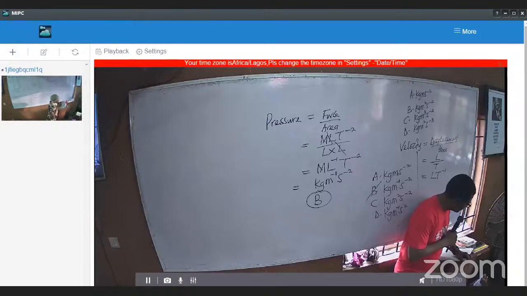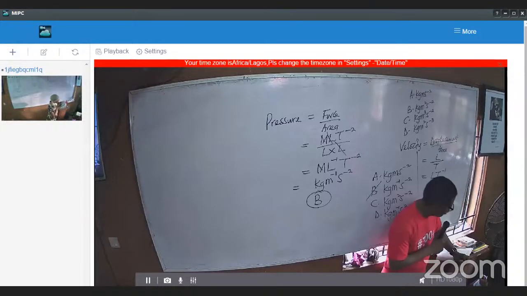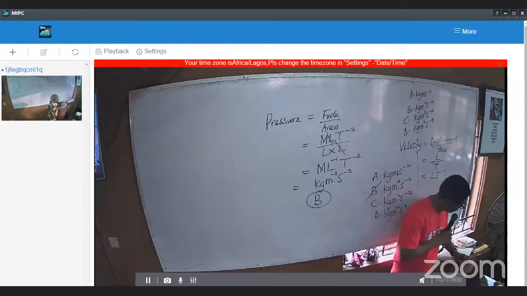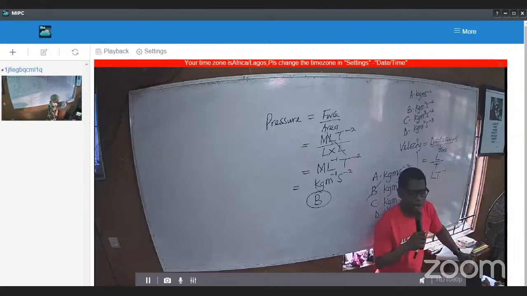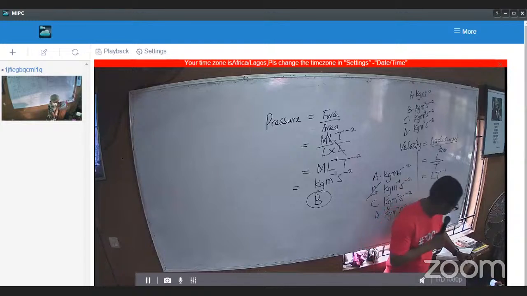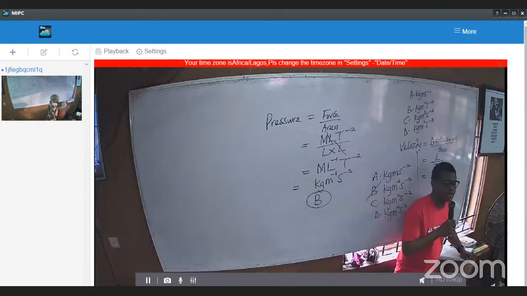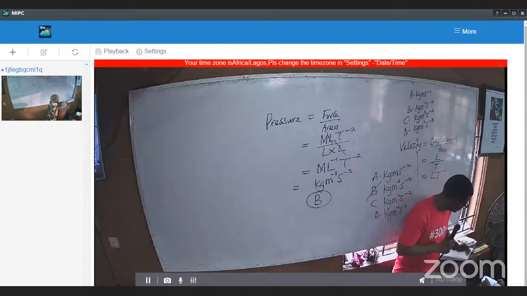The following instrument is the best for measuring the diameter of a thin constantan wire. Option A, calipers. Option B, meter rule. Option C, micrometer screw gauge. Option D, vernier calipers. Pick one.